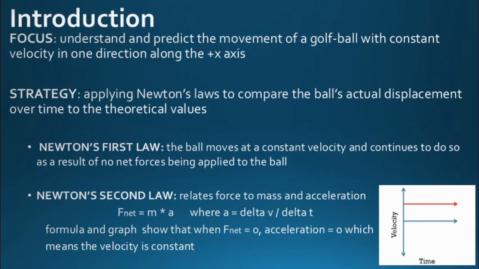This is important to be able to understand and predict the motion of this ball through utilizing Newton's first and second laws. Newton's first law of motion states that an object will remain at rest or in uniform motion unless acted upon by an external force. This law explains that the ball is moving at constant velocity because no net forces are acting on the ball to change its velocity as it moves.